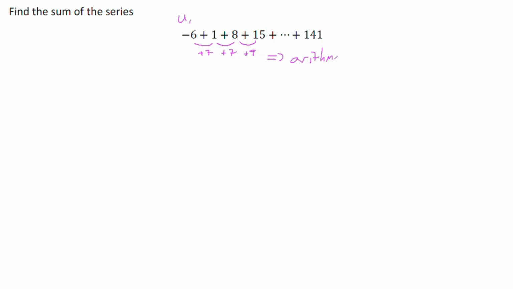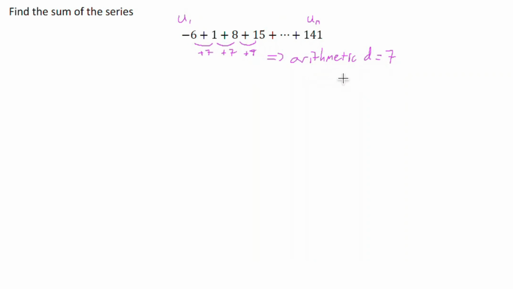with d equal to 7. And we also know that the nth term is equal to 141. We don't know what n is, but we know that the nth term is equal to 141. So we know three things: u1, d, and un. And we're asked to find the sum of a series.